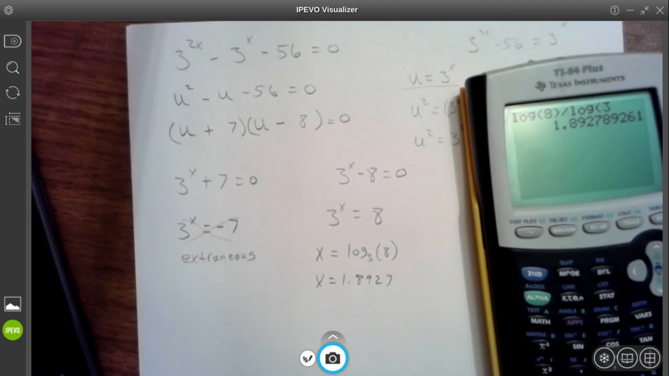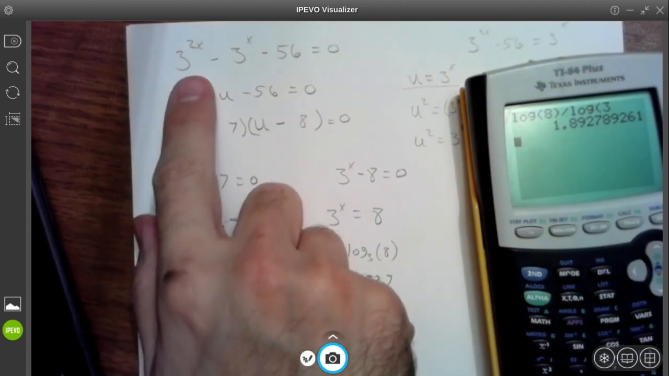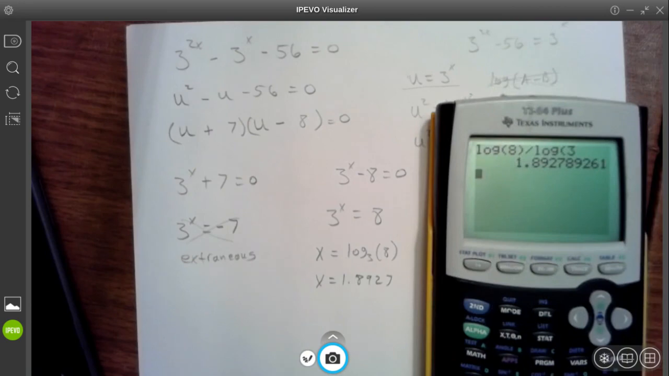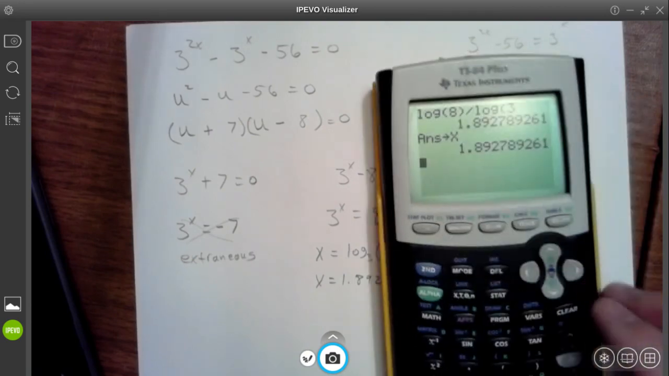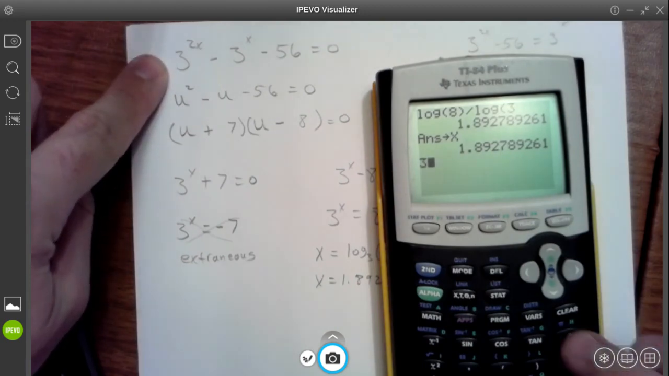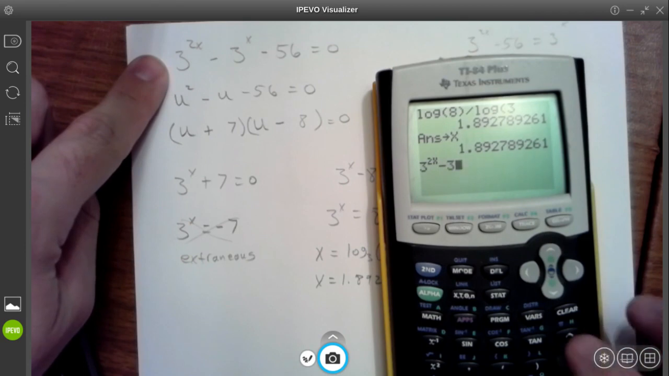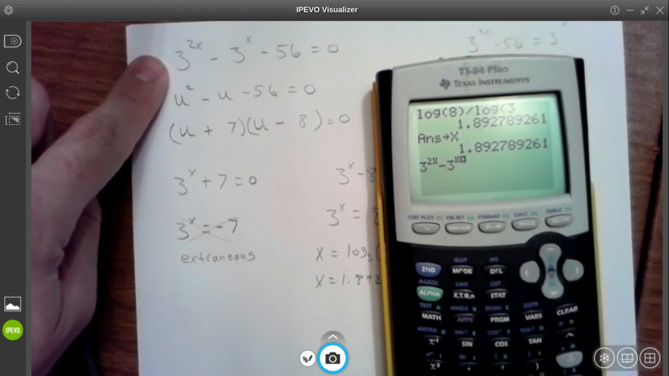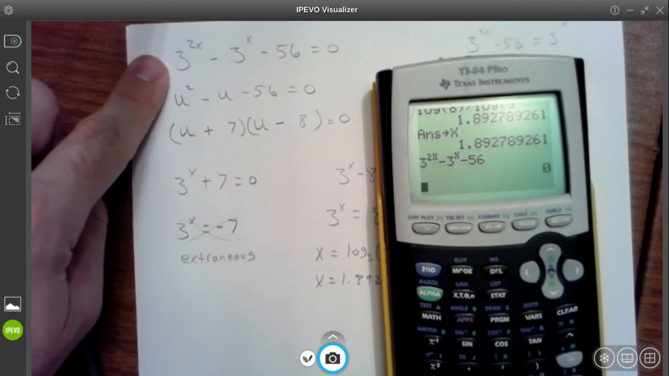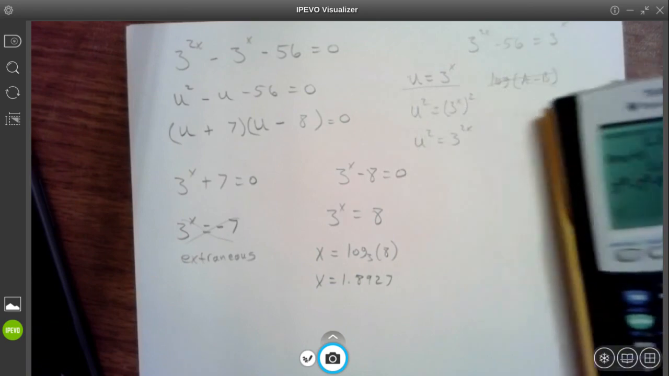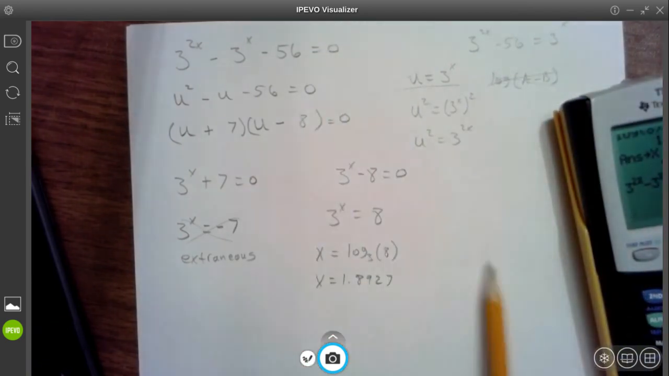Let me go ahead and substitute that back into the original to make sure it works. We'll store that to x, and then we'll type in the original: 3 to the 2x minus 3 to the x minus 56. Hot dog, got a 0. Well, not on a test, but I got what I wanted back. There we go.